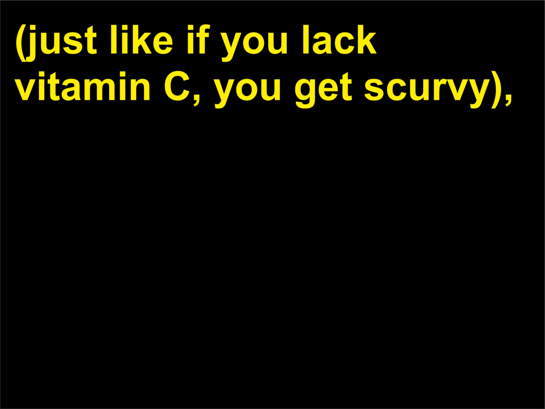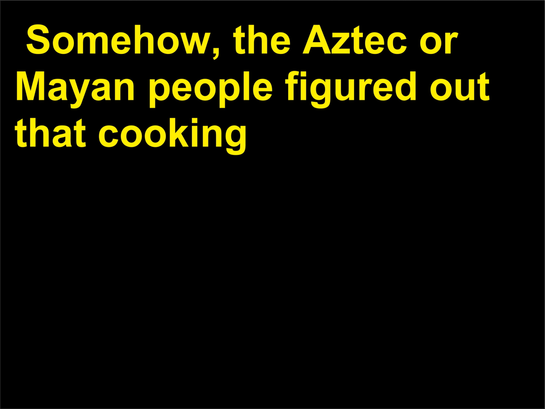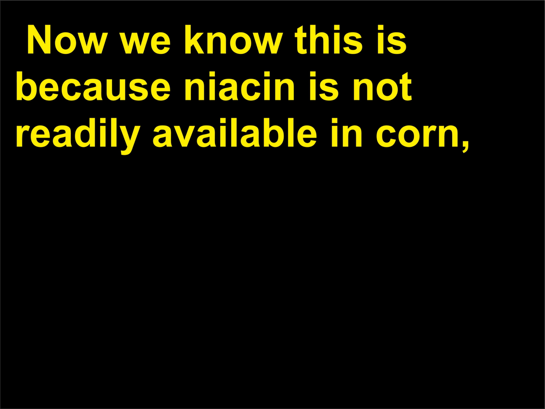Just like if you lack vitamin C, you get scurvy, which has some awful symptoms. Obviously this is a problem if your civilization's staple food is corn. Somehow, the Aztec or Mayan people figured out that cooking corn with strong bases prevented people from getting pellagra. Now we know this is because niacin is not readily available in corn, but can be released by treatment with a strong base.